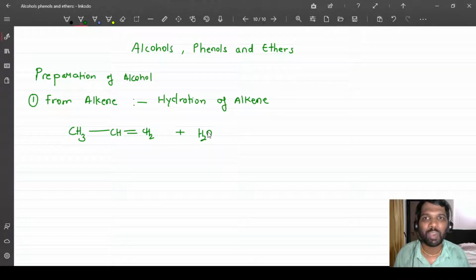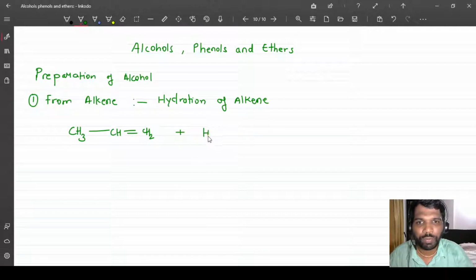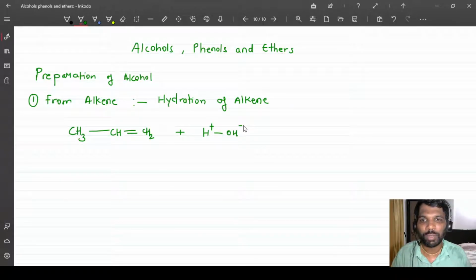A water molecule has two parts. If I split this water molecule in this way, H plus and OH minus, then it has a positive part and a negative part. Now here, it will go via Markovnikov's addition. What does Markovnikov's rule say? That the negative part of the adding species goes to the carbon which has a lesser number of hydrogens in a carbon-carbon double bond of the alkene.